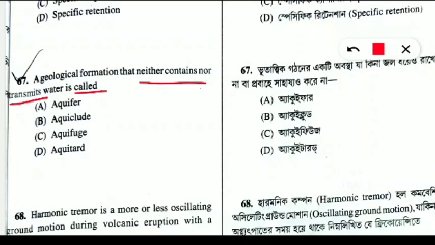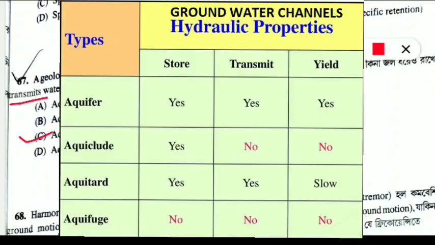So here the question's answer will be option number C. Aquifuge is the geological formation that neither contains nor transmits water. So here, as you can see, this table is very important. You should note down which of these groundwater channels have the storage, transmission, or yielding capacity.